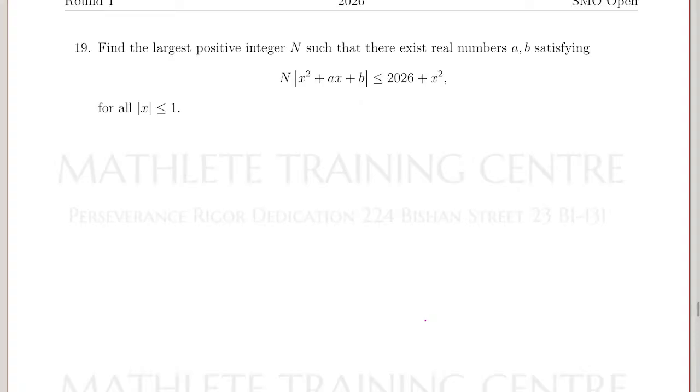The intuition you must get is from graphing. Okay. So the intuition for this question comes from graphing. How does graphing give you any intuition to do this question? Because the 2026 plus x squared is very easy to draw. From -1 to 1, it just looks like this.